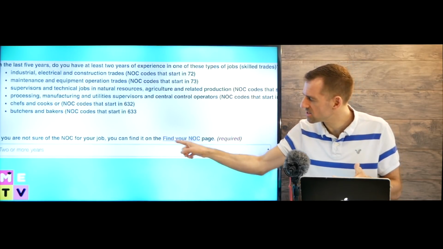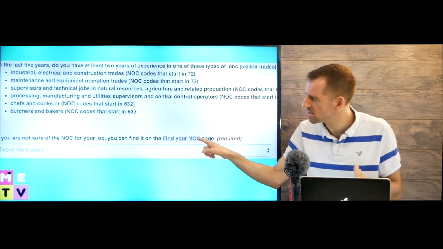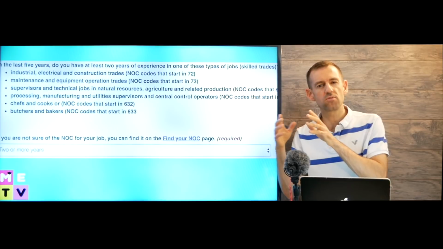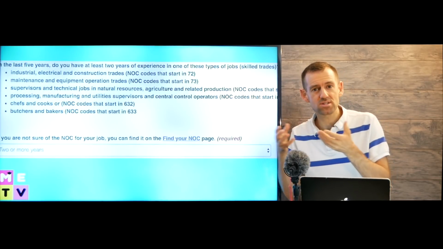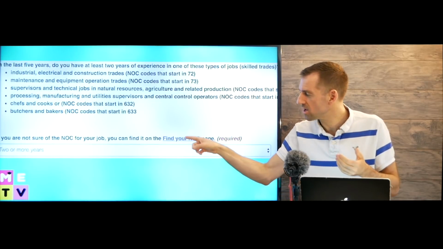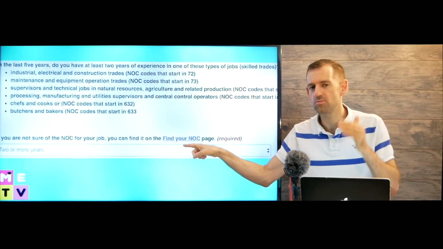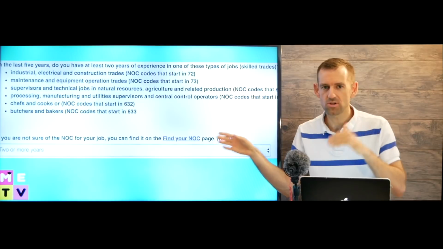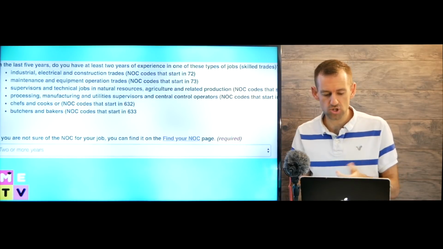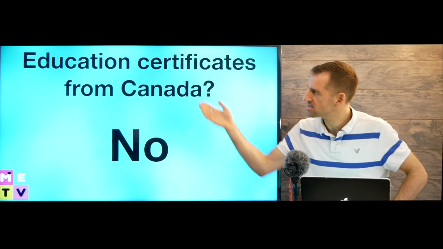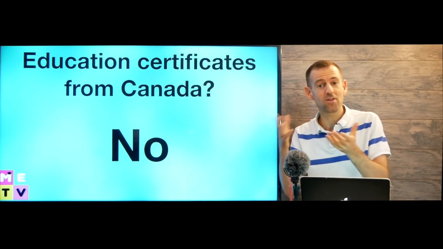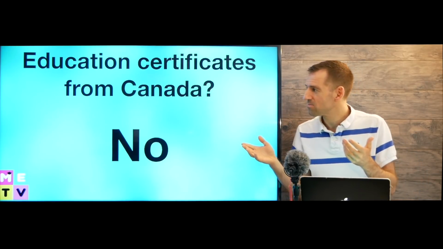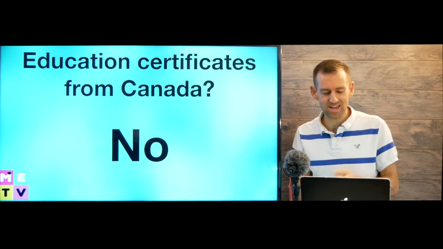And now you can see here it says find your NOC. This is the code for your job. So if you're not sure if your job counts toward this, then you can just look it up there, and that will help you know if you have more than 2 years or not in that specific job. Okay, so then it says education certificates from Canada. Do you have any? Have you ever studied in Canada? Well, no, you've never studied in Canada.